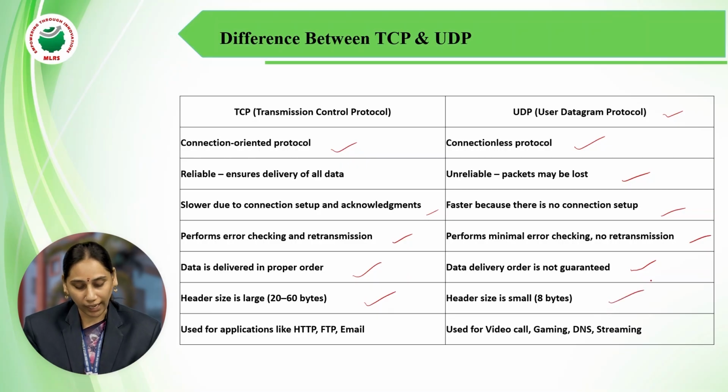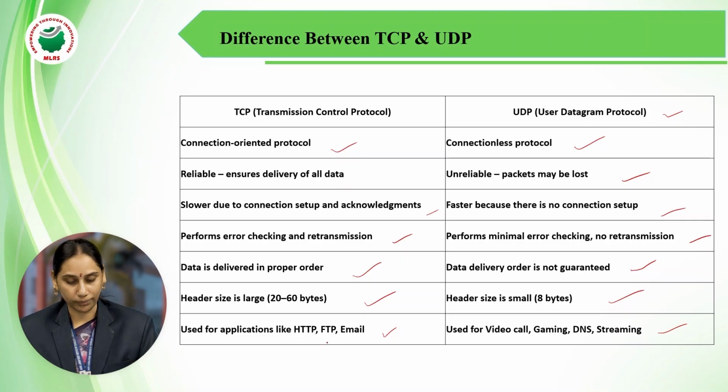TCP is used for applications like HTTP, FTP, email. UDP is used for video calls, gaming, DNS, streaming. HTTP means Hypertext Transfer Protocol. FTP means File Transfer Protocol.